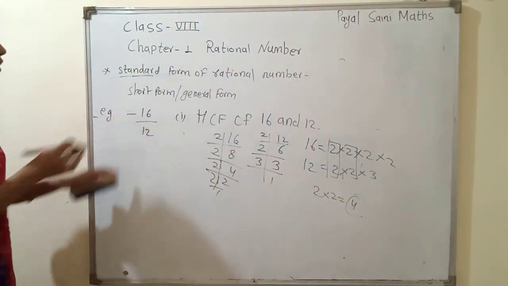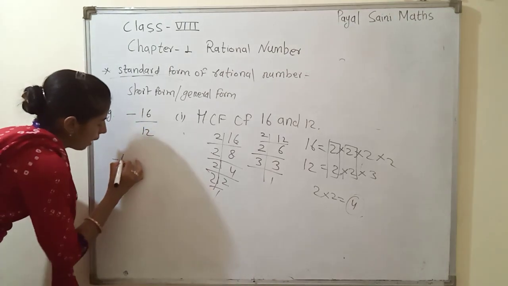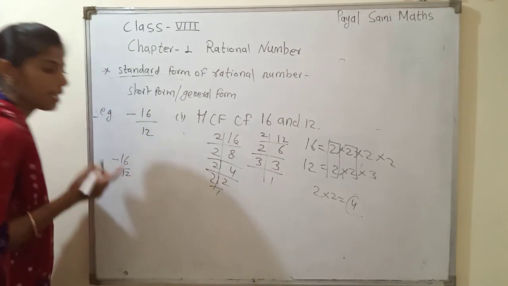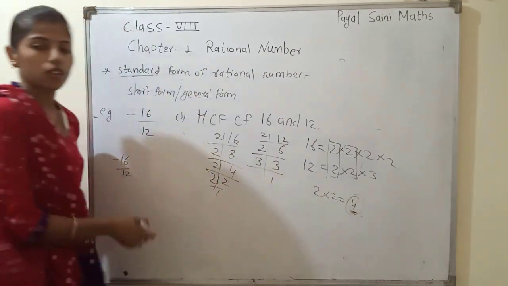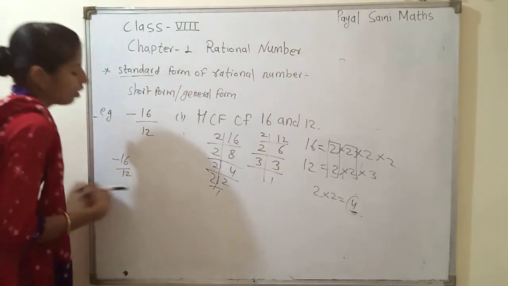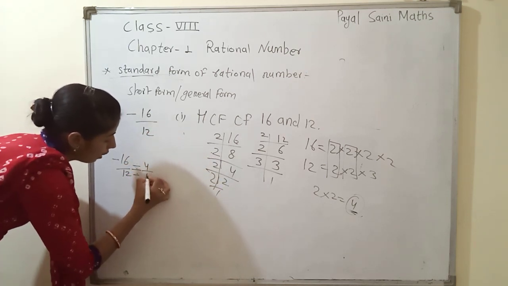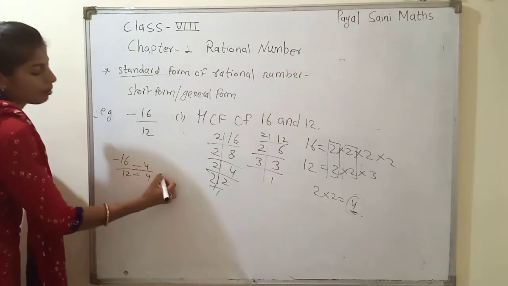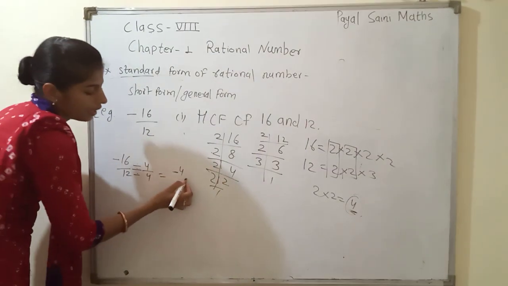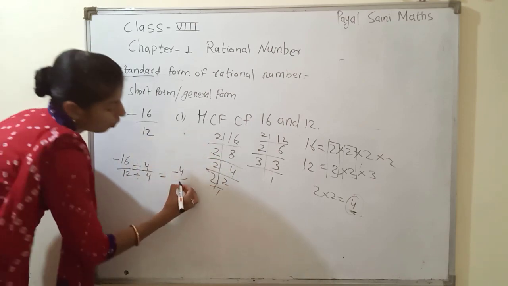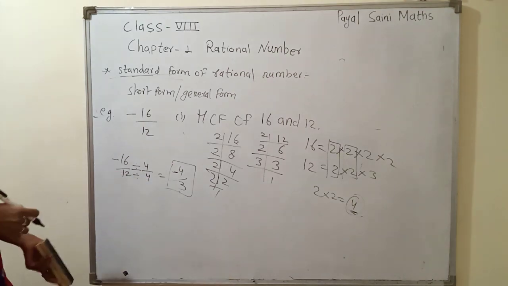Then we know that here is our negative sign. Don't forget it, and it is very simple. Minus 16 by 12. Next, the second step: your HCF of 4 divides the rational number. It is divided by 4 and divided by 4. 16 divided by 4 is 4 times, and the minus sign is already here. And 12 divided by 4 is 3 times. Then minus 4 by 3 is your standard form.